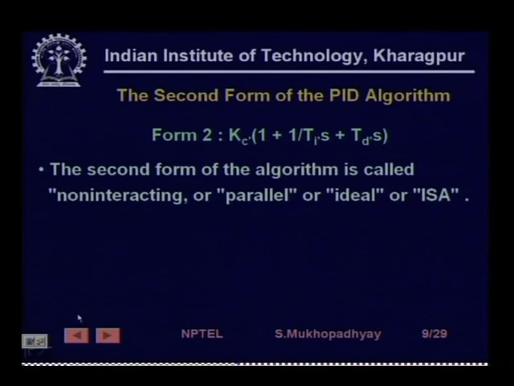If you look at the second form, this is the most common. It's called non-interacting, although it is actually partially non-interacting in the sense that you can change Ti without affecting Td and you can change Td without affecting Ti. However, if you change Kc, both Ti and Td are changed. So, to that extent it is partially non-interacting. It is called parallel because rather than having multiplication of 3 terms, here you have a sum of 3 terms. So, that is why it is called parallel, although there is a multiplication. So, it is again partially parallel.